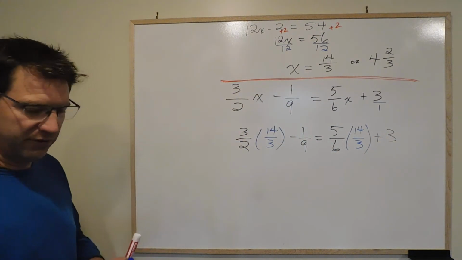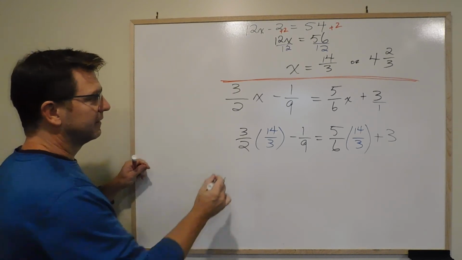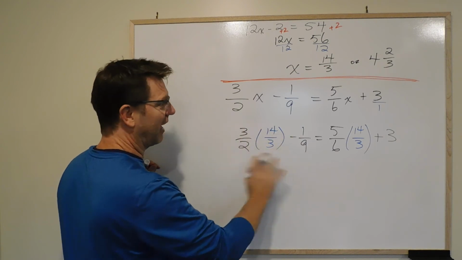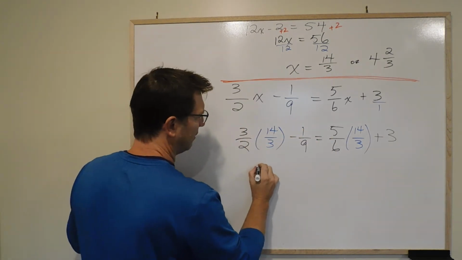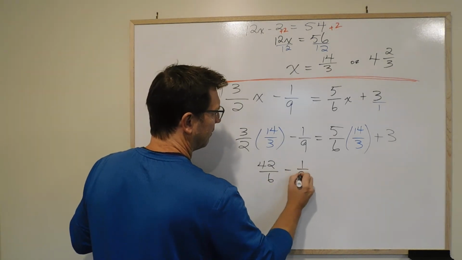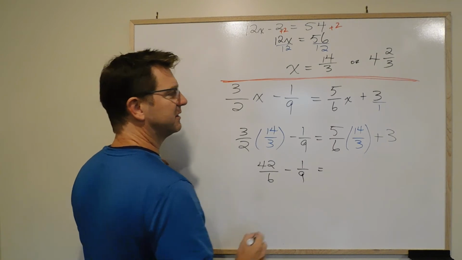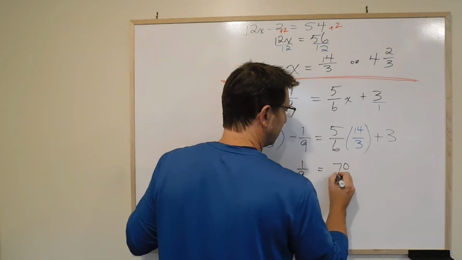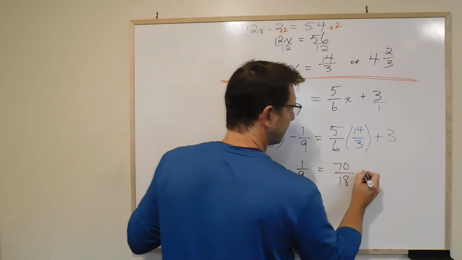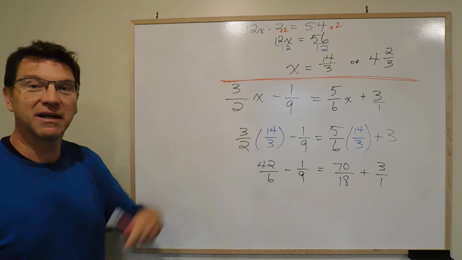Now let's prove that that's going to work. Well, let's see. 3 over 14, we could cross out, right? We could do that. We'll do it the longer way here. This is 42 over 6 minus 1 over 9. 5 times 14 is 70 over 6 times 3 is 18 plus 3. And since everything else is a fraction, let's make it 3 over 1.